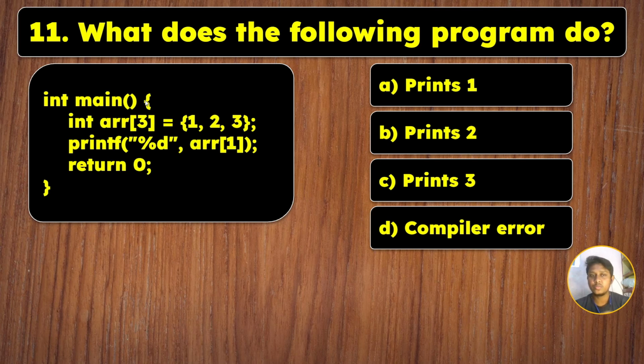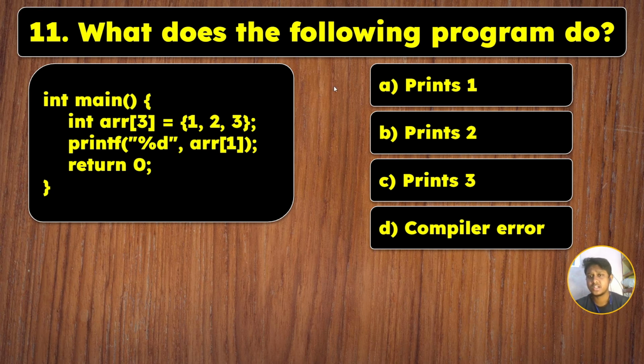This is also an output based question. So it says, what does the following program do? So we have started our main method, and here we have an integer type array with size 3, and it contains three values, 1, 2, and 3. And after that, we're simply printing the first index of the array, and simply we're returning 0.